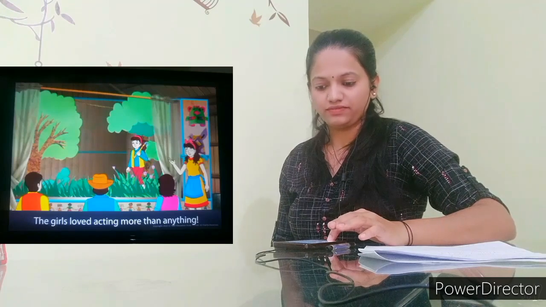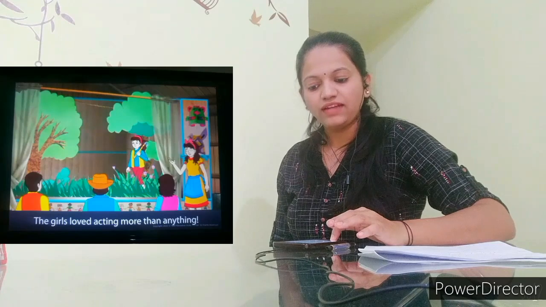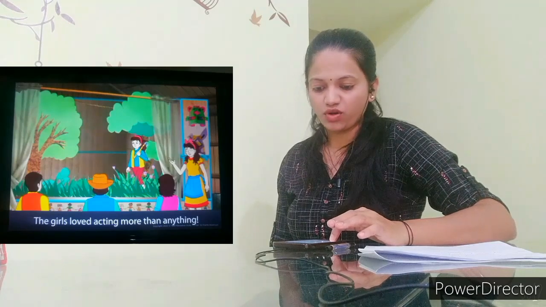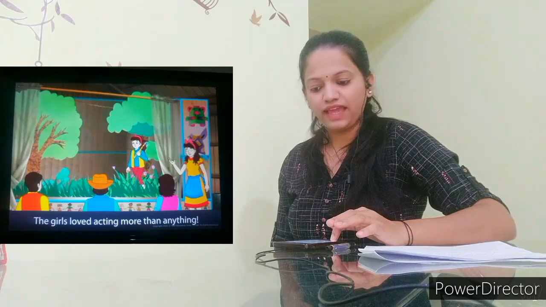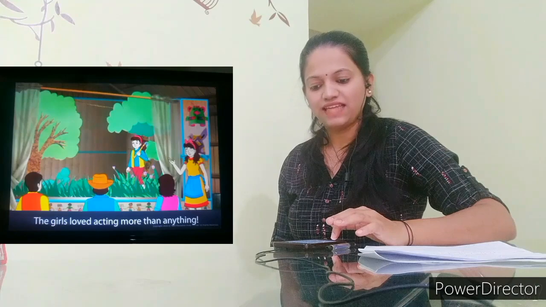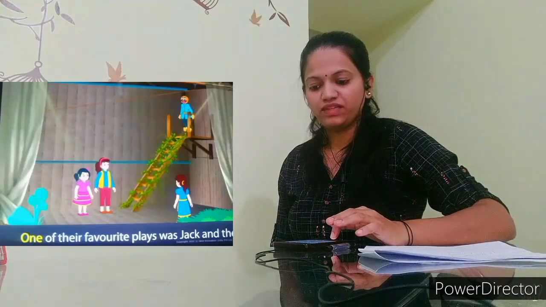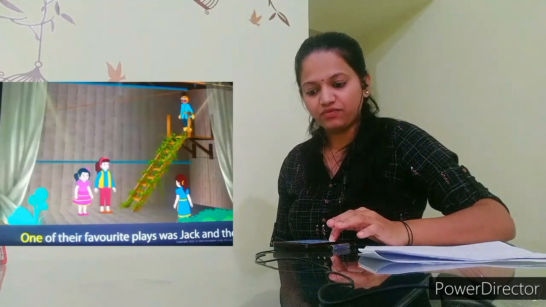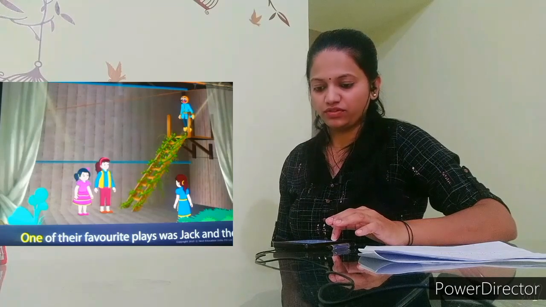The girls loved acting more than anything. They had made the barn into a theater and invited the grown-ups to come watch the plays they acted in. It was great fun. One of their favorite plays was Jack and the Beanstalk. They had a ladder that went from the floor to the loft.